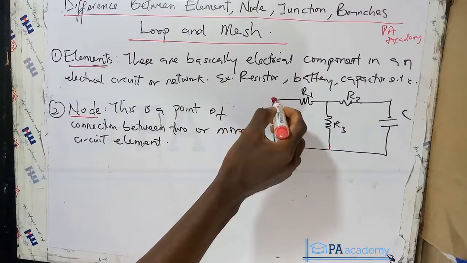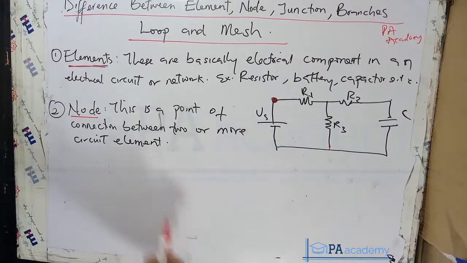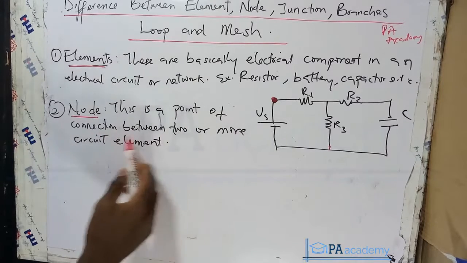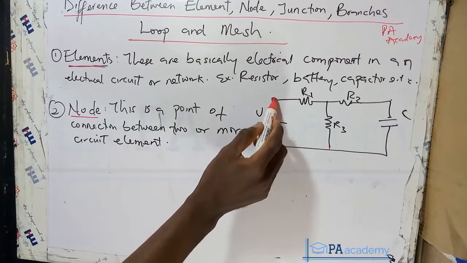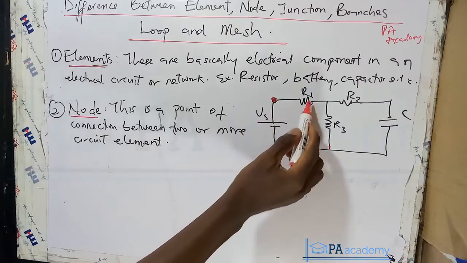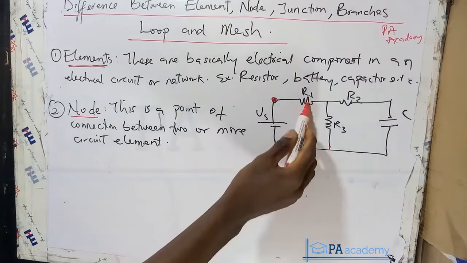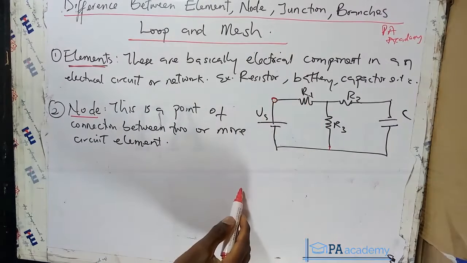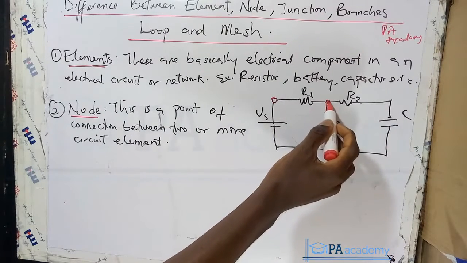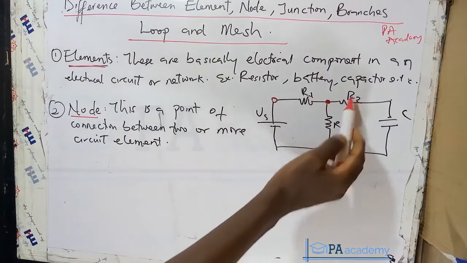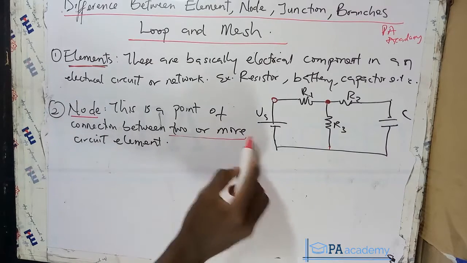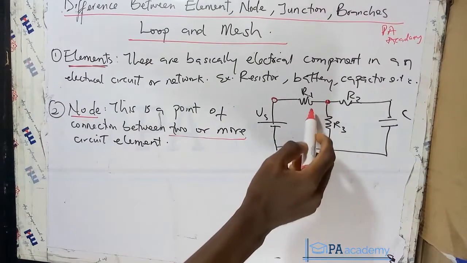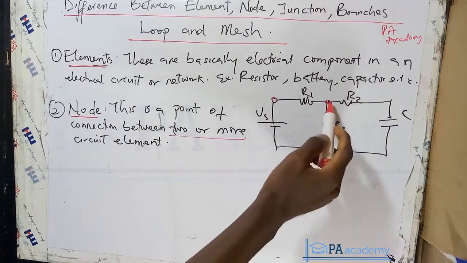Now this point here is a node. Why? It is connecting what? Two or more circuit elements. This node is connecting this voltage source and this resistor here. That makes this point a node. Is that clear? Now this is also a node because it is connecting how many? 1, 2, 3. Remember the definition, it is a point of connection between two or more. This is a point of connection between R1, R2 and R3. So this is also a node.